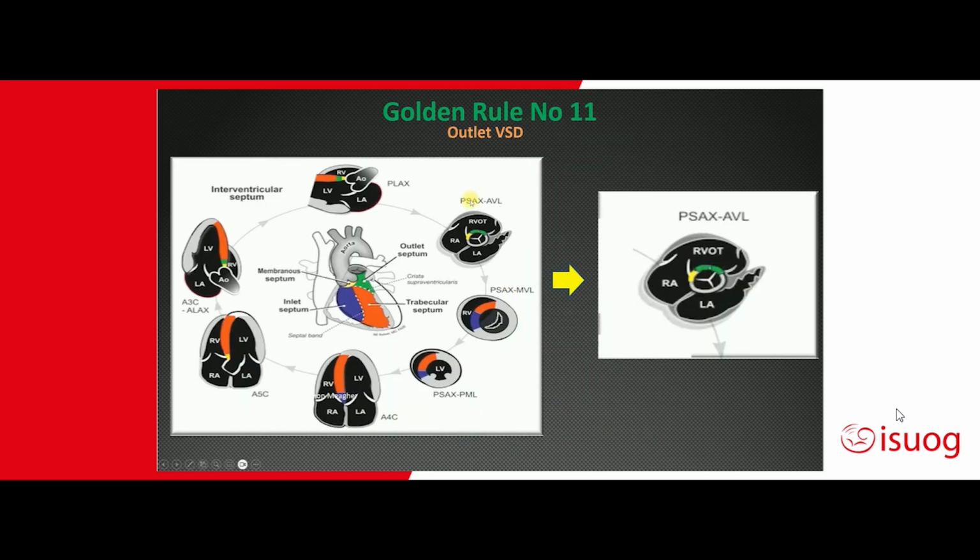Golden rule number 11. When looking for outlet VSDs, they are very challenging. What I suggest you do is get this view here, which is a short axis view showing the Mercedes-Benz sign, and recognize that you have the right ventricle, the tricuspid valve, and right atrium in view. This will allow you to pick up these difficult views of the right ventricular outlet VSDs. Let me show you what I mean.